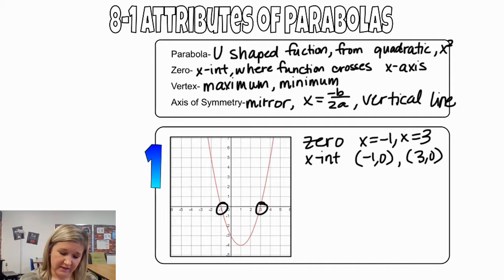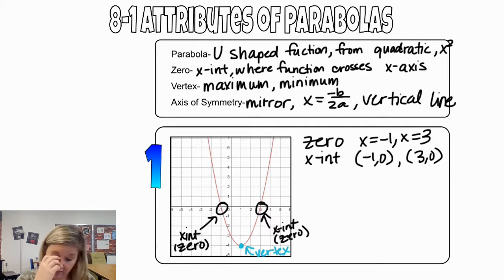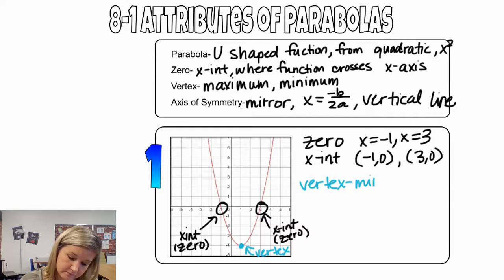We're now looking at the vertex. The vertex is here. This is going to be my vertex. I'll go ahead and label these. Our vertex is at that bottom point. You can see it's going to go down to a certain point, which is called a minimum, and then it's going to start going back up. So our vertex is at a minimum, and the point is (1, -4).